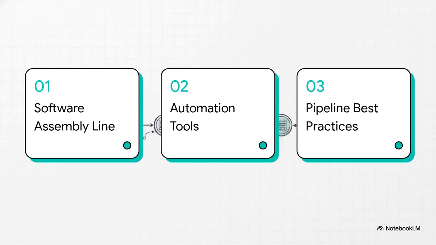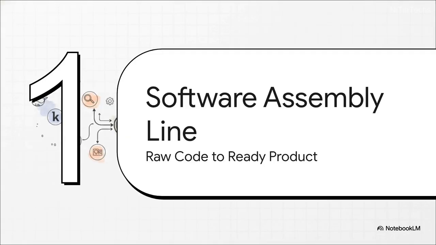So here's our structural blueprint for today. First, we'll look at the software assembly line, then we'll talk about choosing your automation tool, and finally, we'll wrap up with pipeline best practices. Okay, let's dive into this.